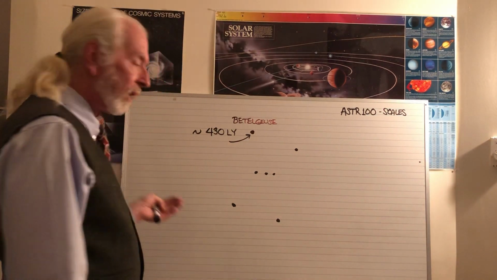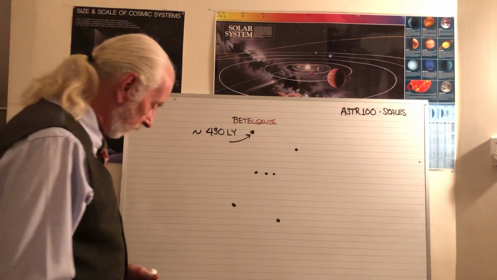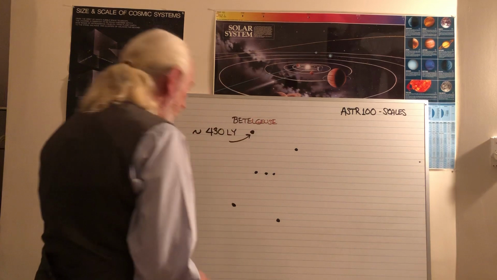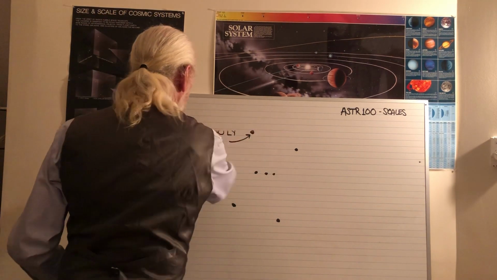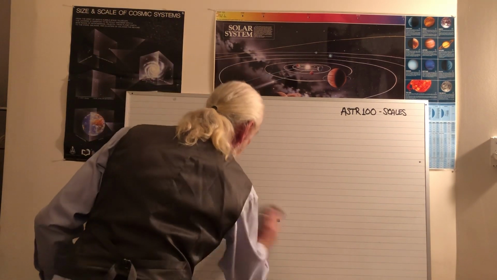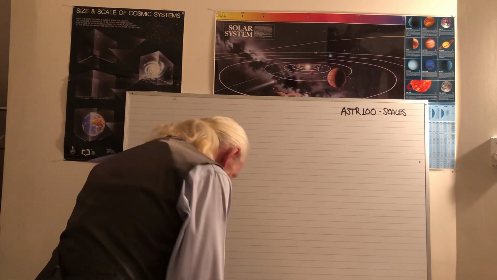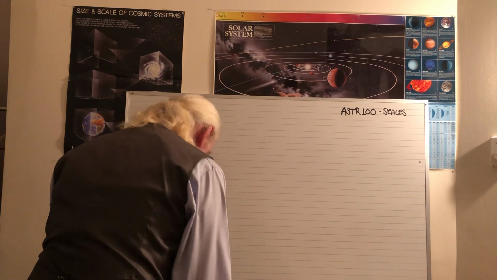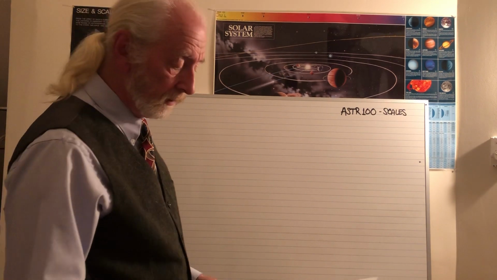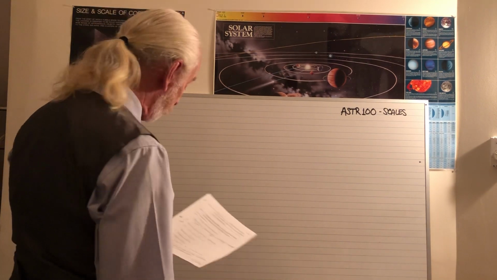Now, I've been talking about light years. What is a light year? Well, as I said, it's the distance that light will travel in a single year, a single Earth year. So, how many miles are in a light year? Well, we're getting into huge numbers again. So, here's how we can figure this one out.